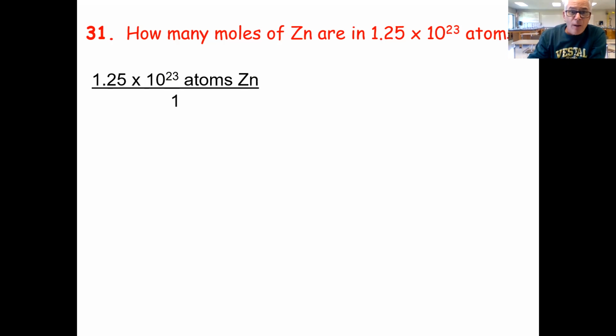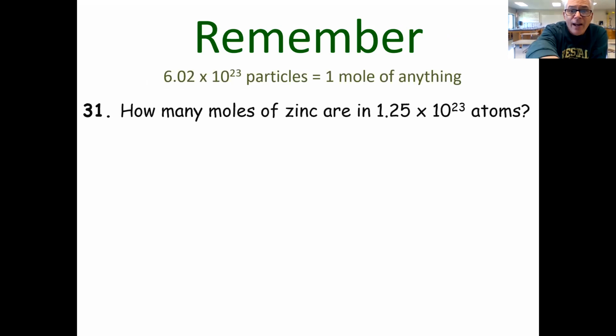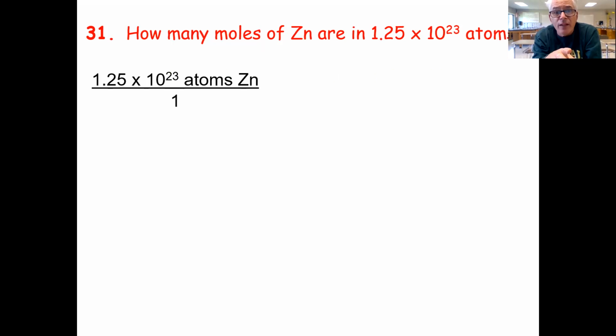I'm going to go backwards. What's it say right under remember there? 6.02 times 10 to the 23rd atoms of zinc equals a mole of zinc. That's the equality. That's the conversion factor. So here's our starting point. That's how many atoms we're starting with.